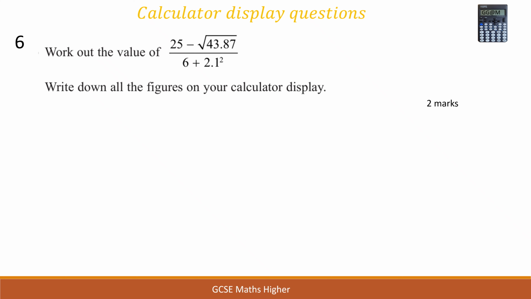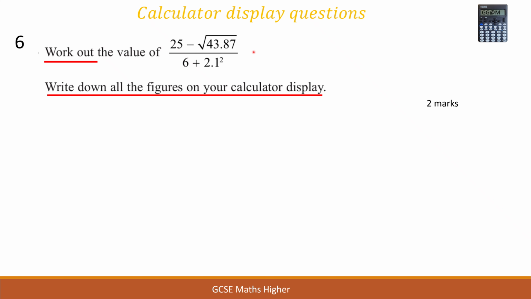Now, calculator display questions are guaranteed to come up on a calculator question because you have to work out the value of this sum here and you've got to write down the calculator display. So the keywords are work out, and then you've got to write down all the figures on your calculator display. It tells you to use your calculator and you literally type in what you see on the calculator and it will give you 2 marks. So press pause, have a go at typing it on your calculator and then press play when you're ready to hear the answer.